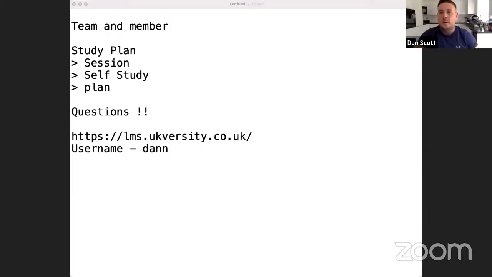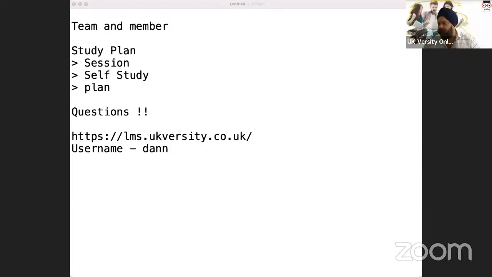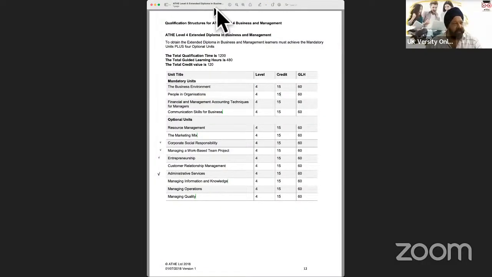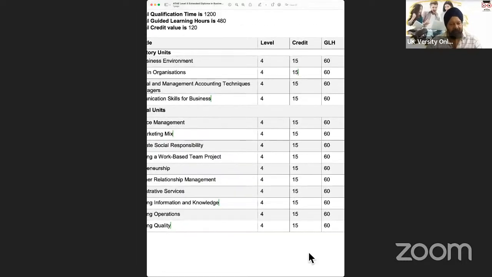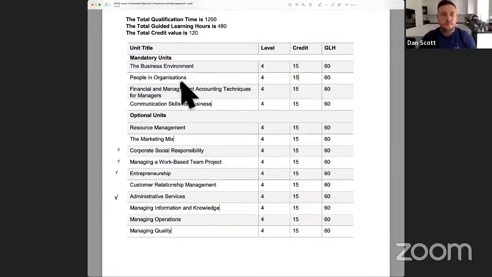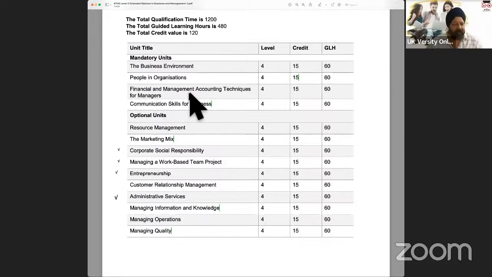Now, in your qualification, there are mandatory units, and there are also optional units. If I show this to you now, just to briefly bring it to your attention, this handout is a summary handout. These are mandatory units which you have to study in any case, the first 4: business environment; people in organization, which is basically HR; finance and management accounting, which is basically finance and accounting; and communication skills. Now, in the optional units, over the years, we have different learners choosing different units depending on their requirements.